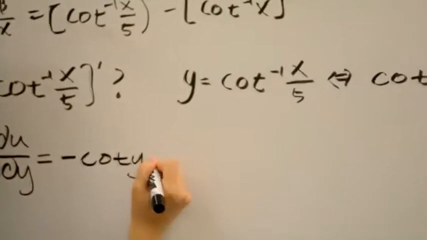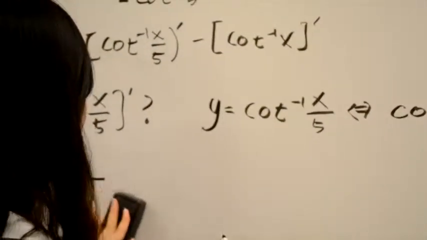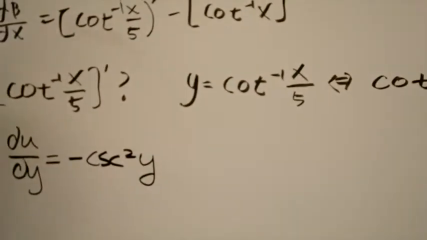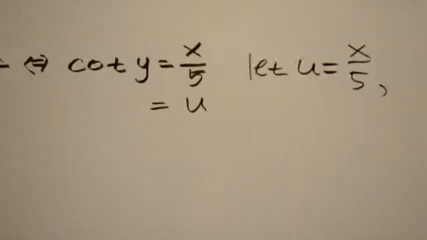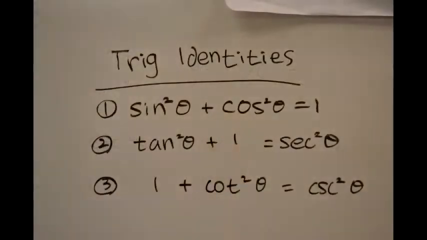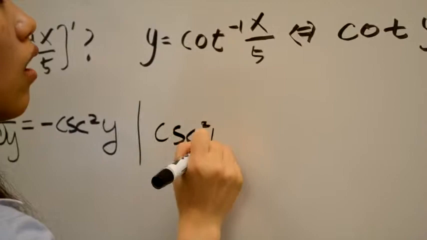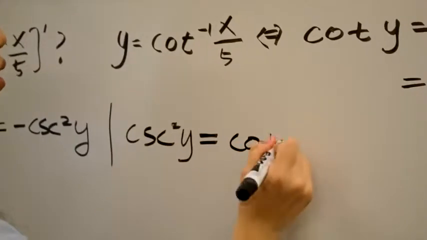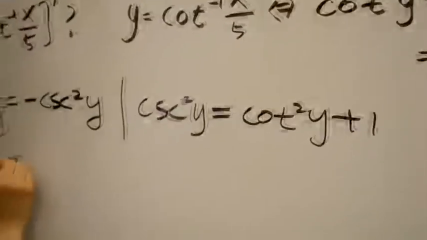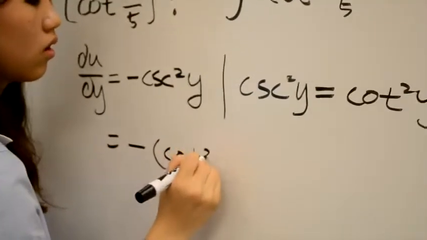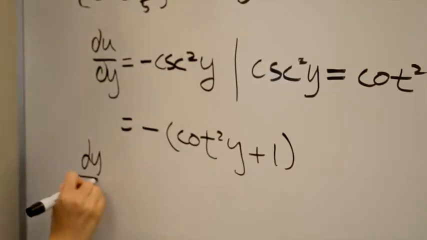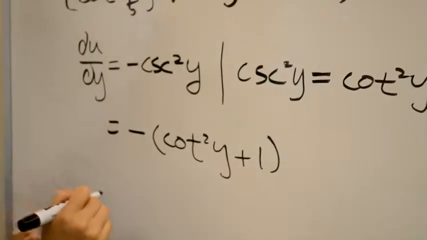Now we're doing u sub for cotangent. And now we have du dy equals negative cosecant squared y, because we took the derivative of cotangent y. And using our trig identities, cosecant squared y equals cotangent squared y plus 1. So we can say that equals negative cotangent squared y minus 1. And we're going to flip this over to make dy du.